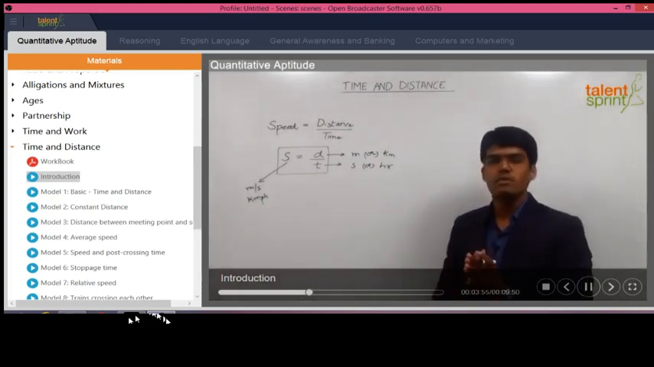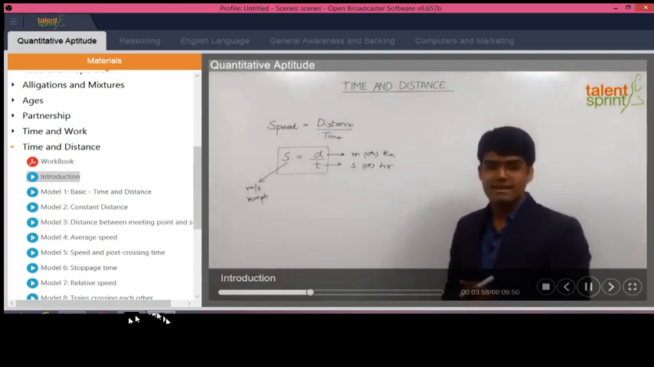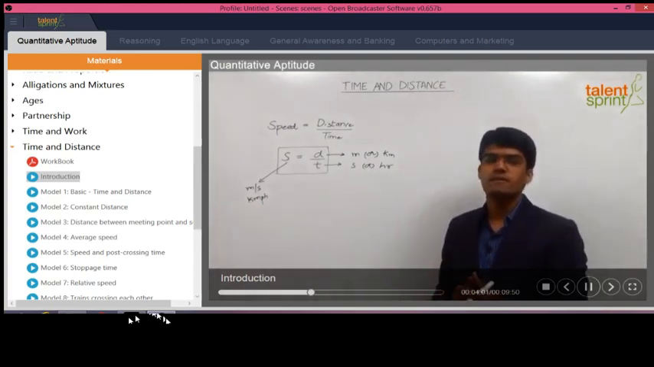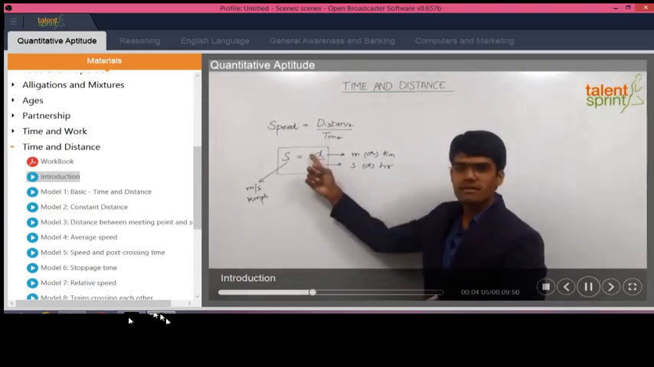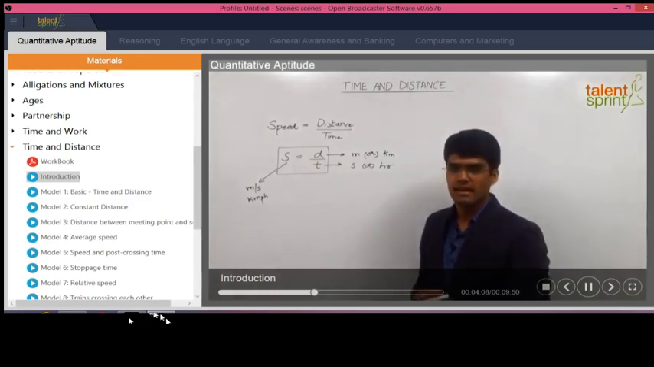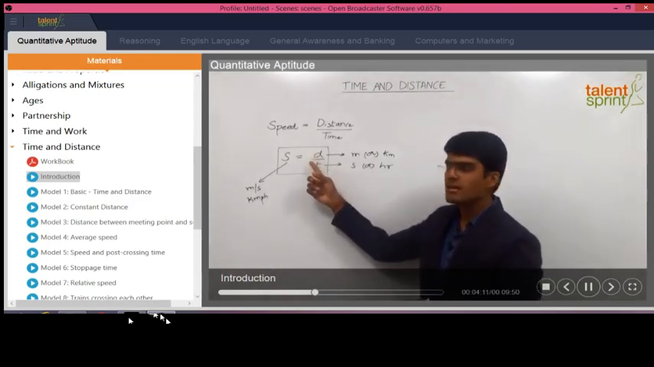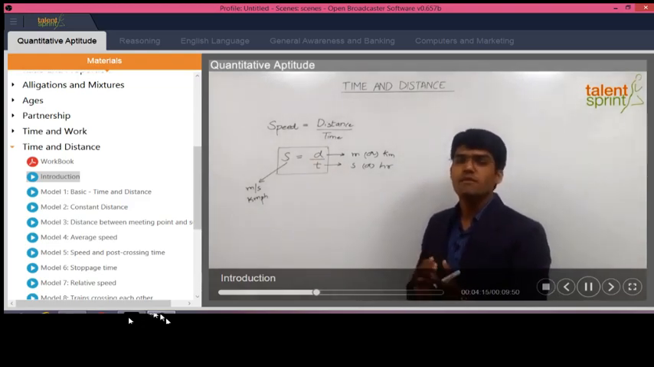And one point which should be taken care of when we are solving questions from time and distance is that units must always be balanced on both the sides. For example, if the distance is in meters and time is in seconds, the speed we get will be in meters per second. And similarly, if the distance is in kilometers, time is in hours, the speed we get will be in kilometers per hour. So this should always be balanced.